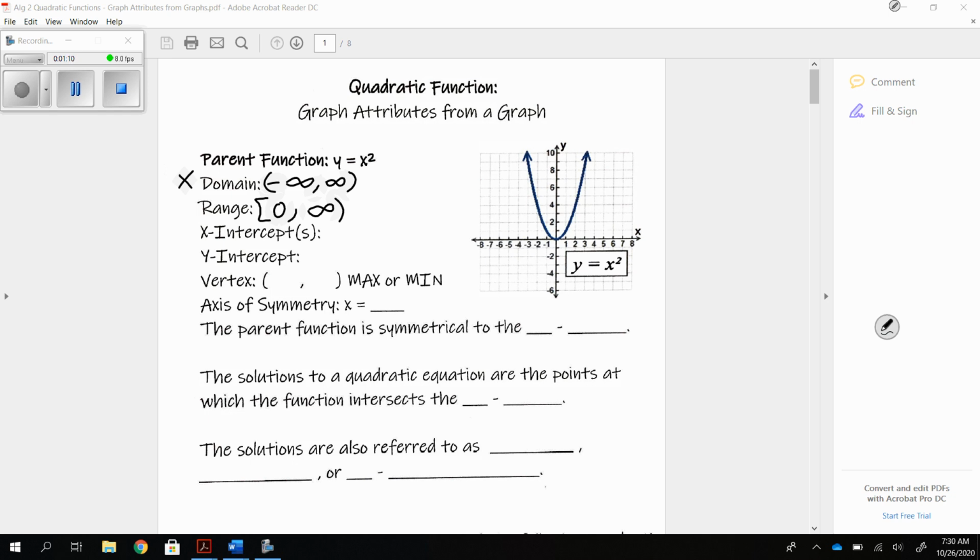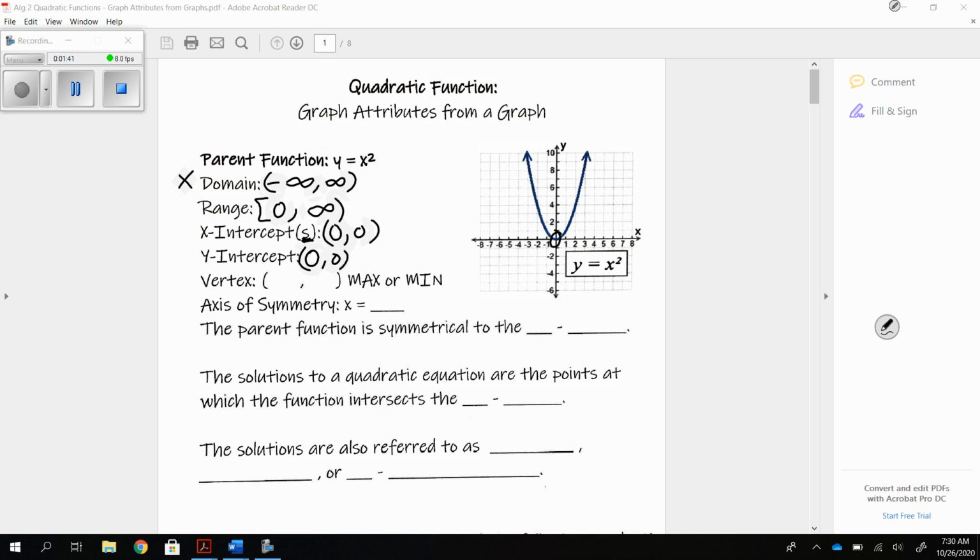All right, now the x-intercepts, it's just where does it intercept the x-axis? We see it intercepts it right there at 0, 0. All right, now usually you see this s right here, x-intercepts, because on most graphs, not all of them, but on most quadratic function graphs, there are two x-intercepts. All right, and then our y-intercept for this is also 0, 0.